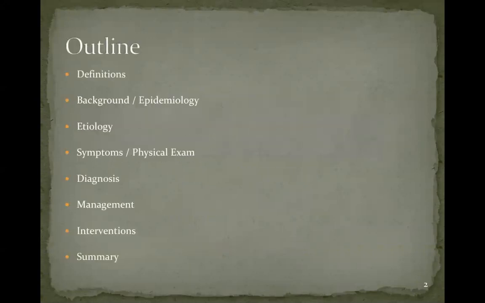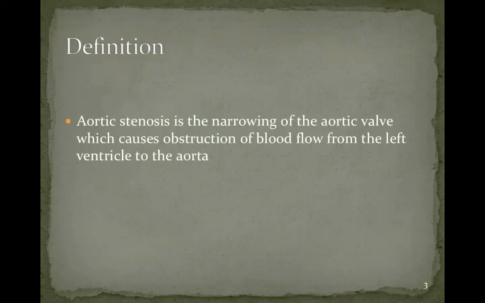So just a brief outline of everything we're going to talk about today. I'm going to talk about the definition of aortic stenosis. I'll touch a little bit on the background and some epidemiology relevant to your clinical practice. I will talk about etiologies for aortic stenosis. I'll also talk about symptoms and key characteristics you'll see when you're performing your physical examination. I'll talk about how to diagnose AS. I'll talk about the different types of management, interventions, and then just a brief summary with a list of my references to follow.